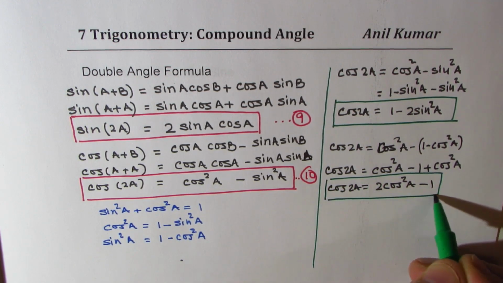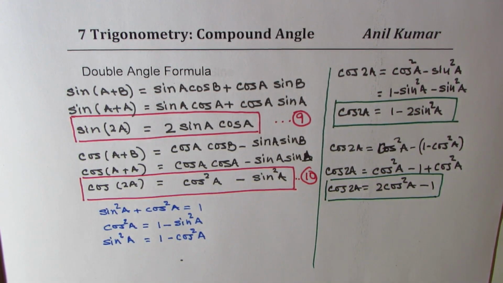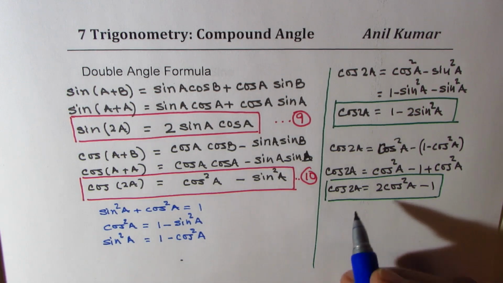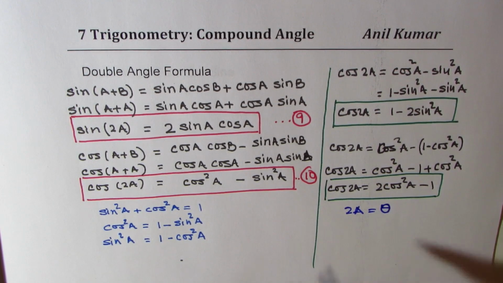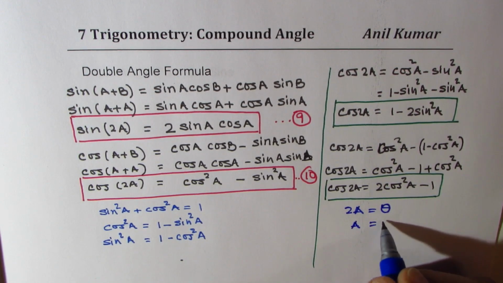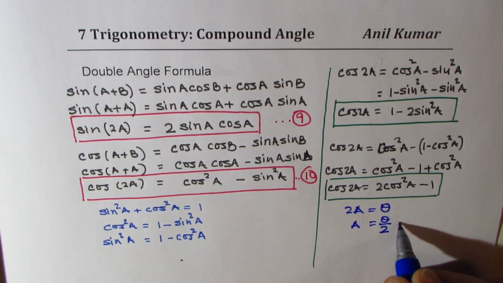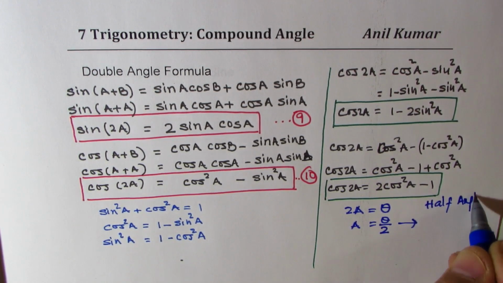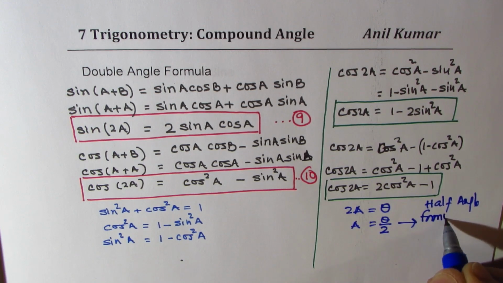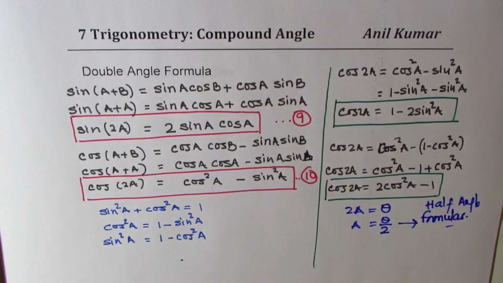So what do you really see in trigonometry? That it is very easy to derive these formulas. Now the important part here is that if I replace 2A with, let us say, theta, then A becomes theta by 2, and that gives us half angle formulas. Do you get it? So that's what we'll take up next.